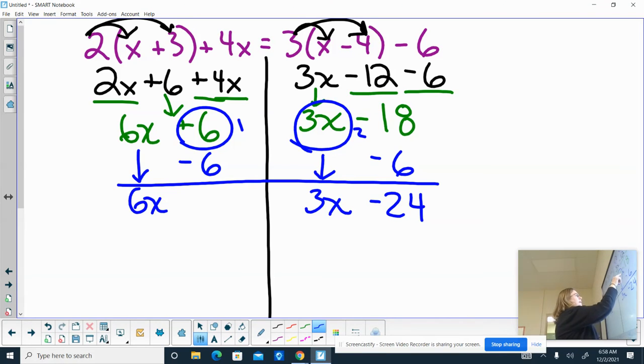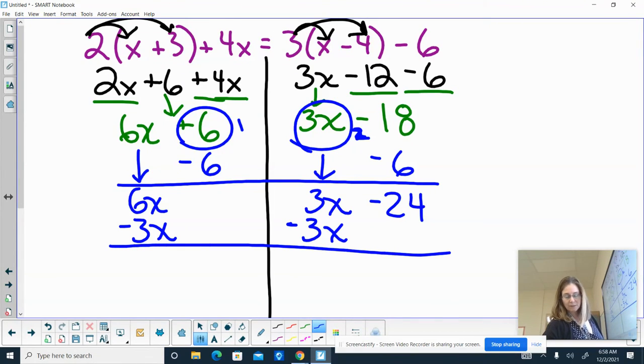Step 1 of our multi-step process is done. Now we're going on to step 2. So step 2 is right here, and that is our 3x. Well, it's a positive 3x, so I want to do the opposite, so I want to subtract 3x. When I subtract 3x from the left, I have to subtract 3x from the right. So 6x minus 3x is 3x. 3x minus 3x gets canceled out at 0, and I bring down my -24.